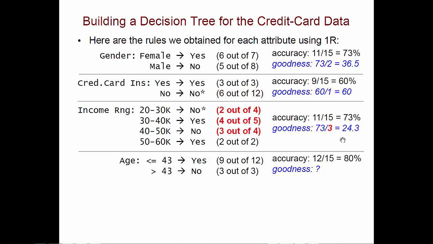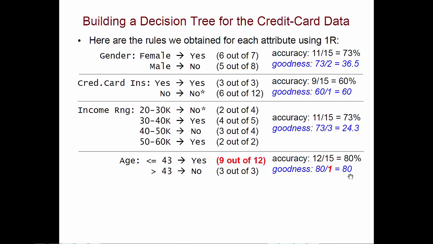Income range, we already looked at on the previous slide. We have to divide by 3. And then age, we also only need to divide by 1 here because the subgroup in which age is greater than 43 is already perfectly classified, and so it doesn't count towards our n. N is just 1 because of this subgroup here that is not perfectly classified.